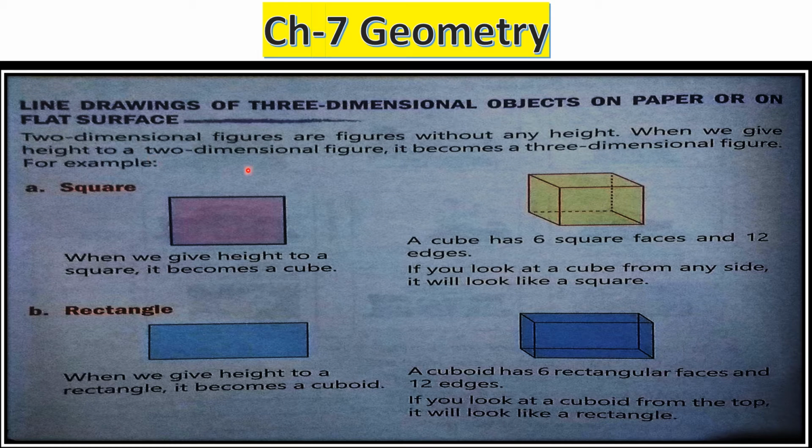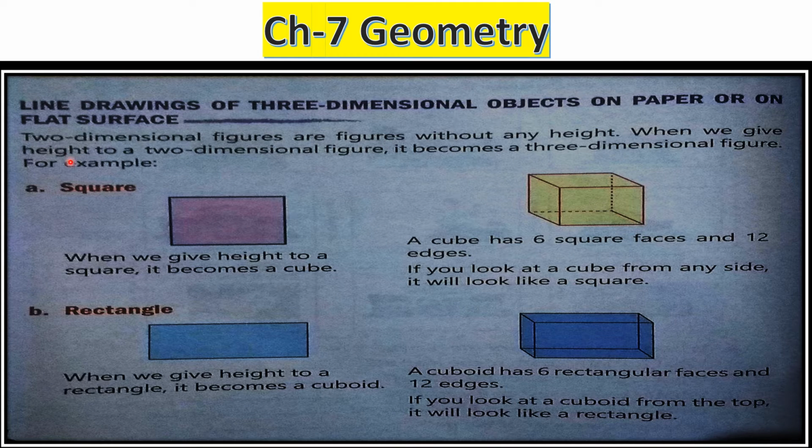Hello everyone, we are reading chapter 7, that is geometry, and today we will learn line drawing of a three-dimensional object on paper or on a flat surface. Means when we give height to 2D shapes, they will become 3D shapes.